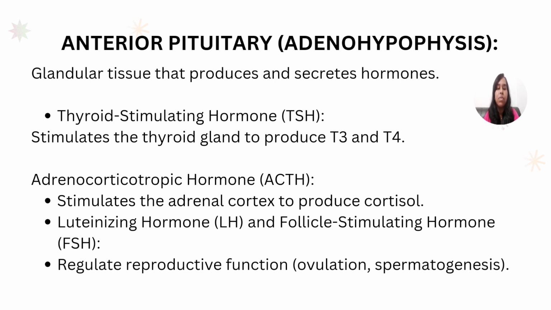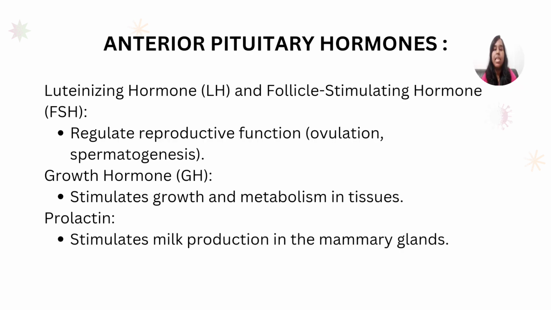Luteinizing hormone and follicle stimulating hormone regulate the reproductive function, ovulation, and spermatogenesis. Growth hormone stimulates the growth and metabolism in the tissue. Prolactin stimulates the milk production in the mammary gland.